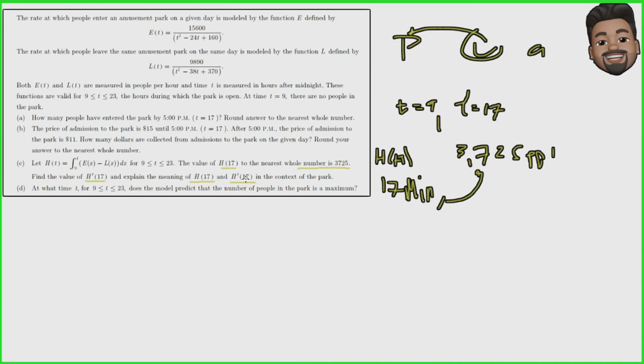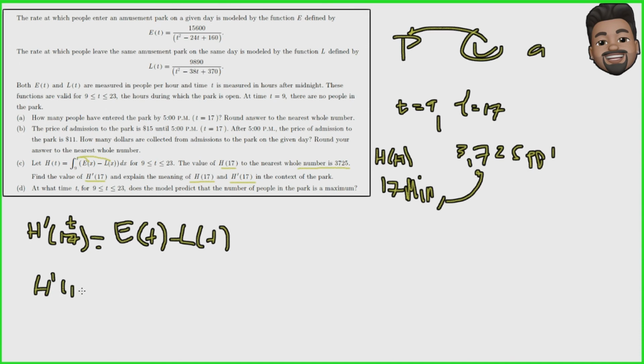Let's go ahead and look at h prime of 17. We're gonna take the derivative, right? And if I take the derivative, h prime, well, the derivative cancels out the antiderivative and we have to plug in the t. So we get e of t minus l of t. Well, I'm gonna just write a t here for now. If I go ahead and plug in my 17 now, sorry, it's a little sloppy, I'm gonna get e of 17 minus l of 17.